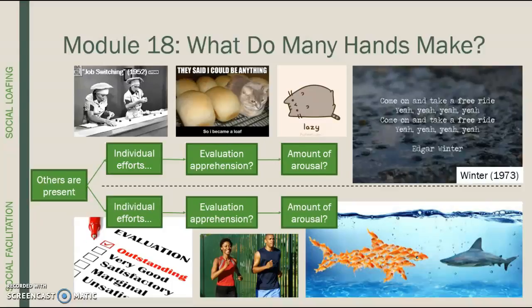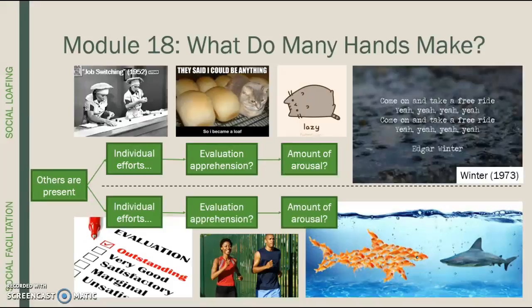The book talks about things that are related to social loafing, including whether or not individual efforts are evaluated, whether or not group members feel evaluation apprehension, so whether they're worrying about being evaluated, and how much cognitive arousal that leads to. So are you thinking about or worried about other people evaluating you. So make a note of how these three factors contribute to social loafing or social facilitation.